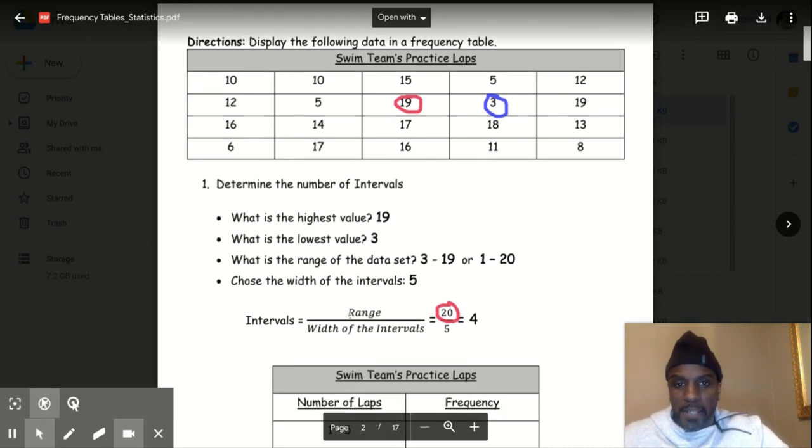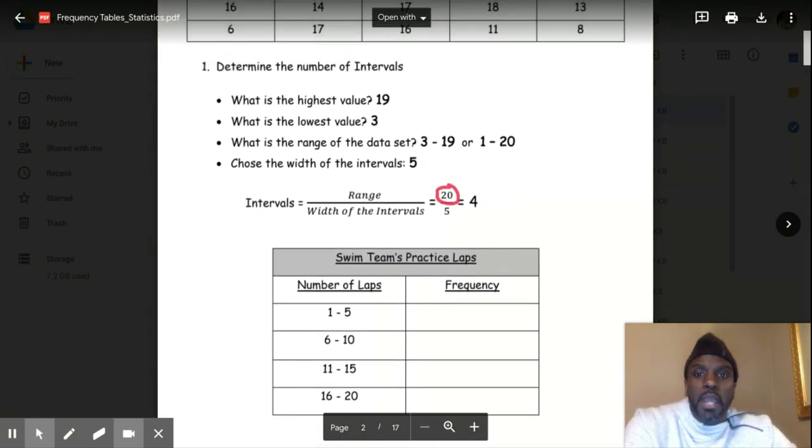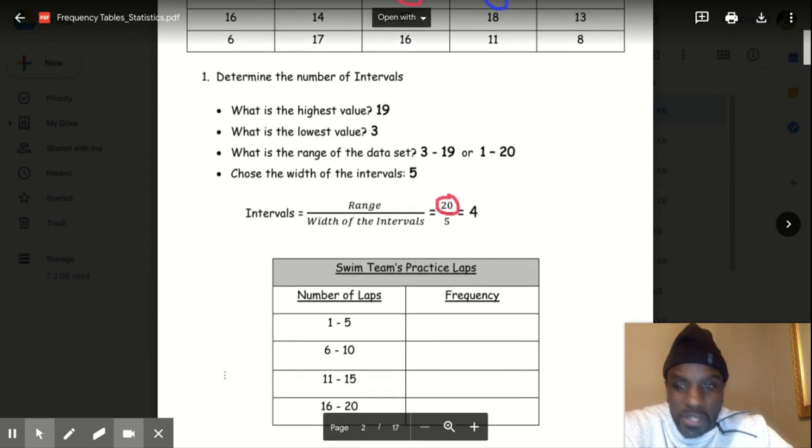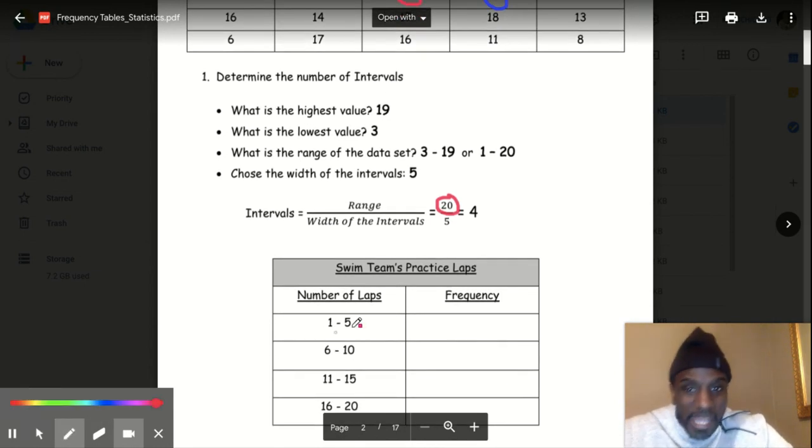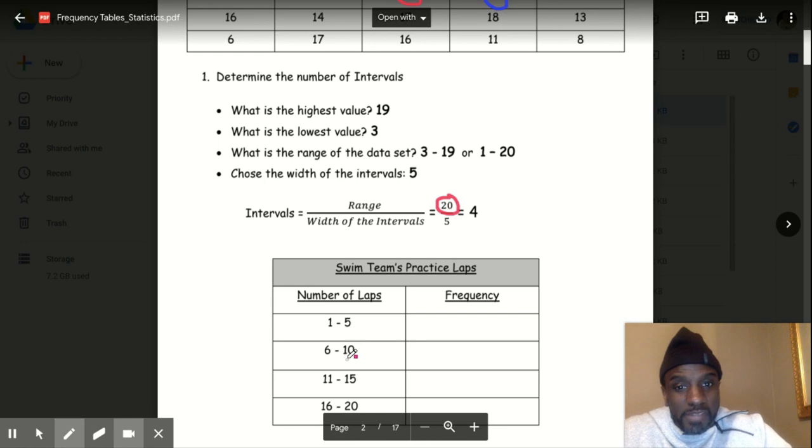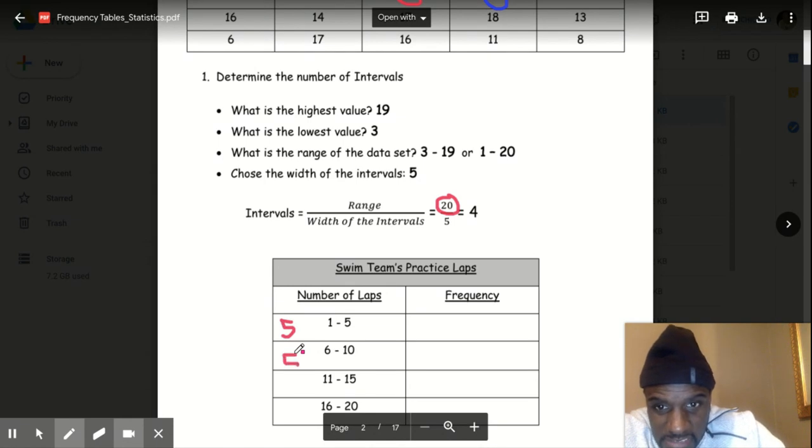Let's keep going. Now, how many people swam between 1 and 5 laps? So the number of laps is here, 1 to 5. The number of laps, 6 to 10. Notice, these all have a width of 5. That's covering 5 numbers, 6 to 10, okay?